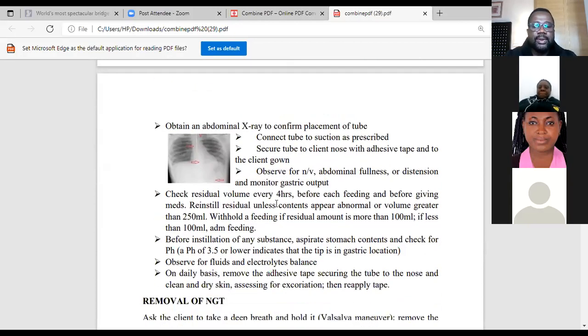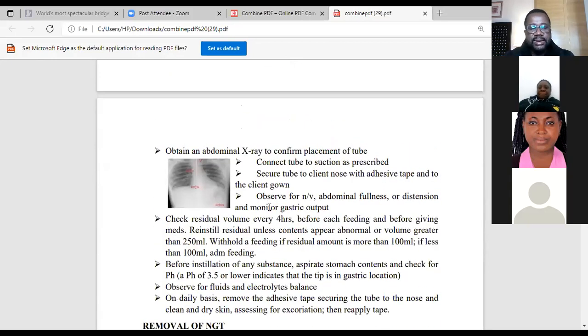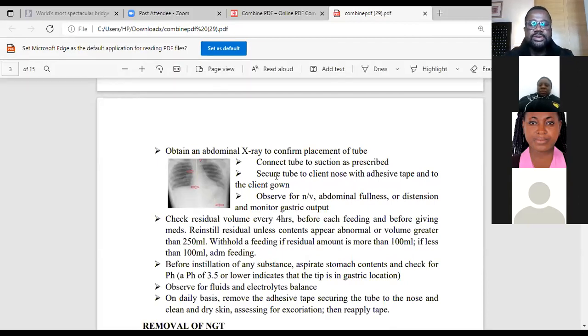Now, how do we check to say the NG tube is in the stomach? We know in nursing school, we're told you need to use a stethoscope to listen to the sound, or maybe you need to use litmus paper. Can you remember that? They told us in school, right? You need to aspirate the stomach contents and check for acidity. But the best possible way is a chest abdominal X-ray. That is the best way to check and be sure that the NG tube is in the stomach.